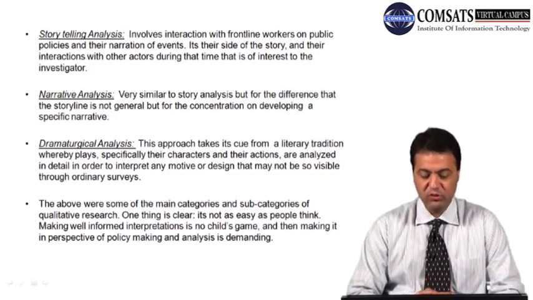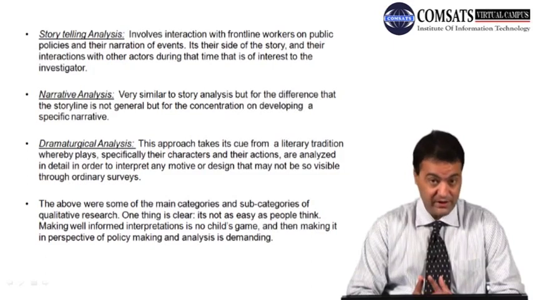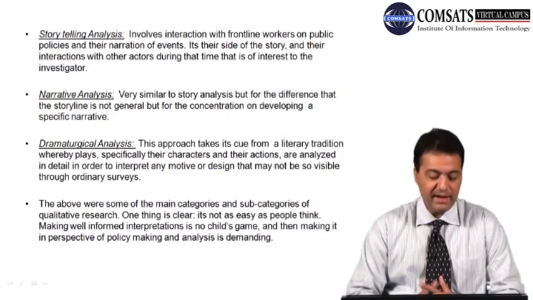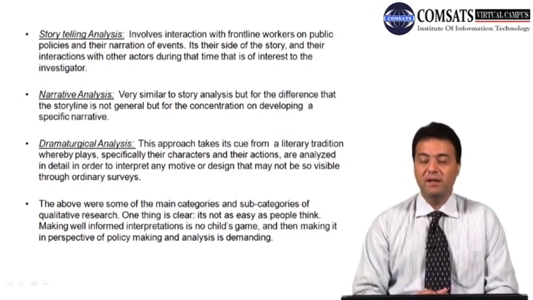So the next one, the above were some of the main categories and subcategories of qualitative research. One thing is clear, it is not as easy as people think. Making well-informed interpretation is no child's game. And then making it in perspective of policy making and analysis is very demanding.